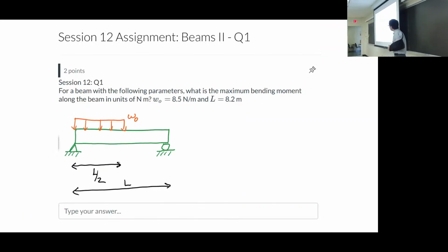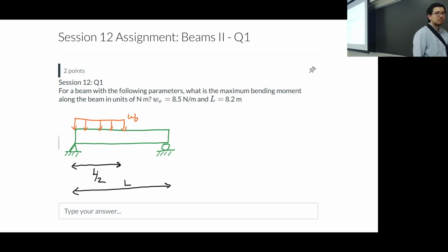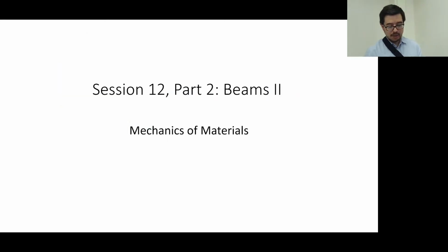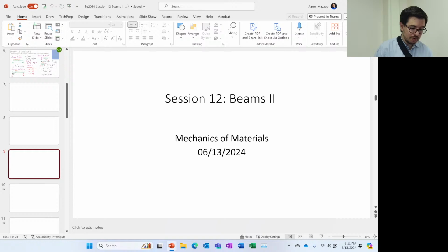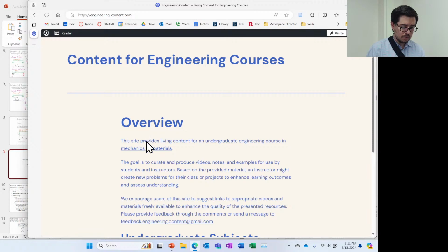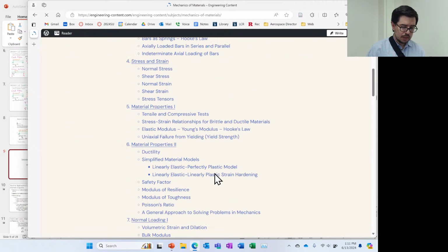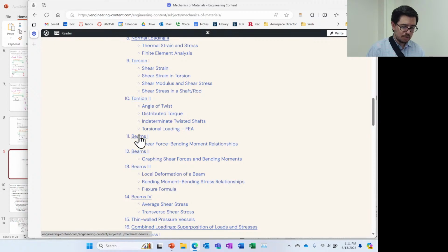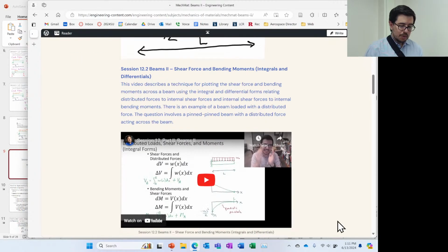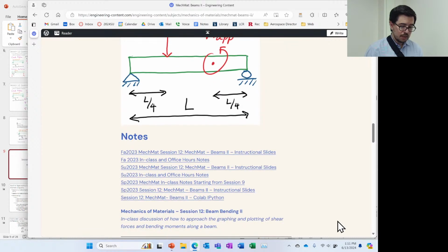So then this problem ends up being a homework problem, and that's that. But let me show you where you can get some advice. If you go to the website, and I think I misnumbered something, Beams 1. But anyway, we're in Beams 2 now. Again, it's session 12.